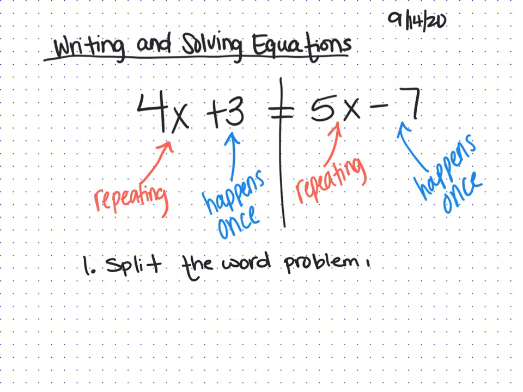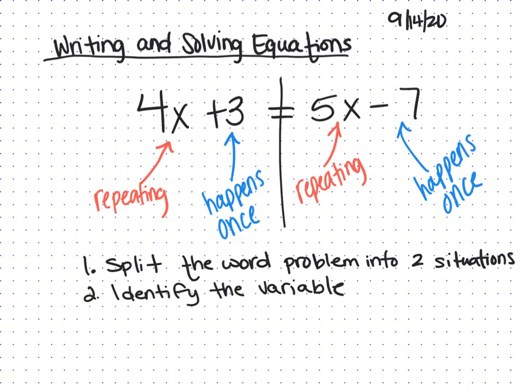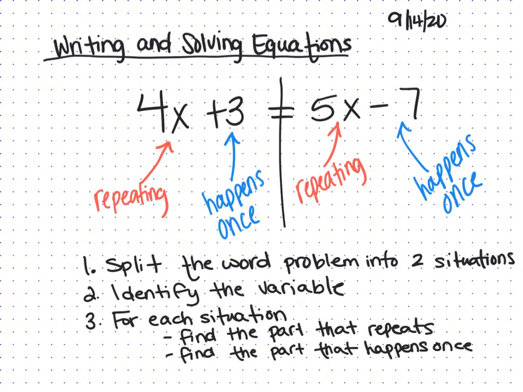Okay, so now let's take a look at the steps for doing this. The first thing we're going to do is split the word problem into two situations. I want you to take your highlighter and make sure that we're highlighting those two different situations. Then we're going to identify the variable in our problem. And then for each situation, we're going to find the part that repeats and the part that only happens once.